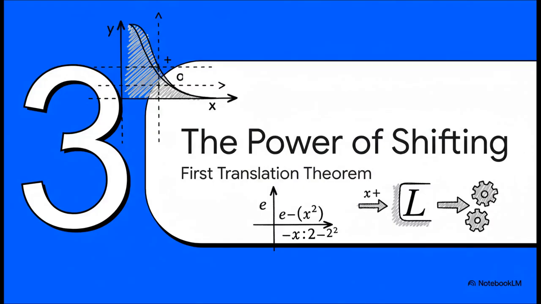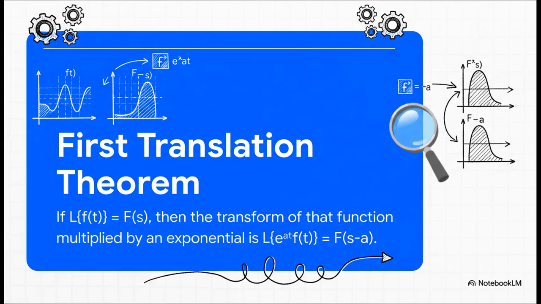Now, to really make this work, we need a special tool in our toolkit. And this is the big one, the first translation theorem. It's specifically designed to handle that pesky e to the 3t part without breaking a sweat. Seriously, this theorem is amazing. It basically says that if you already know the Laplace transform of some function, multiplying that function by an exponential is the same as just doing a simple shift on its transform. It's an unbelievably elegant shortcut.